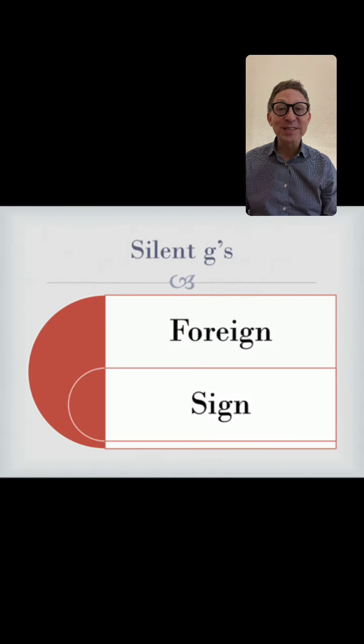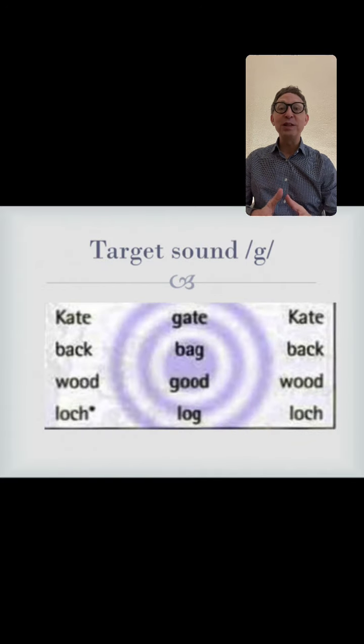Now here we have two silent G's. Are you ready? Foreign, foreign. People who don't live, or people who are not from a country they live in, are called foreigners, not strangers. Foreigners, foreigners. Next, sign, sign.